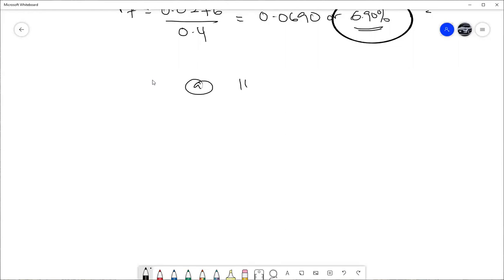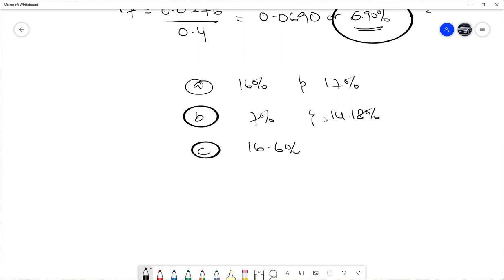So A is 16% and 17%. B is 7% and 14.18%. C, try both methods to see whether you can get 16.6. And lastly, your standard deviation will be 11.17%. Okay. These are the answers for the extra tutorial question. All right, explore and try this.